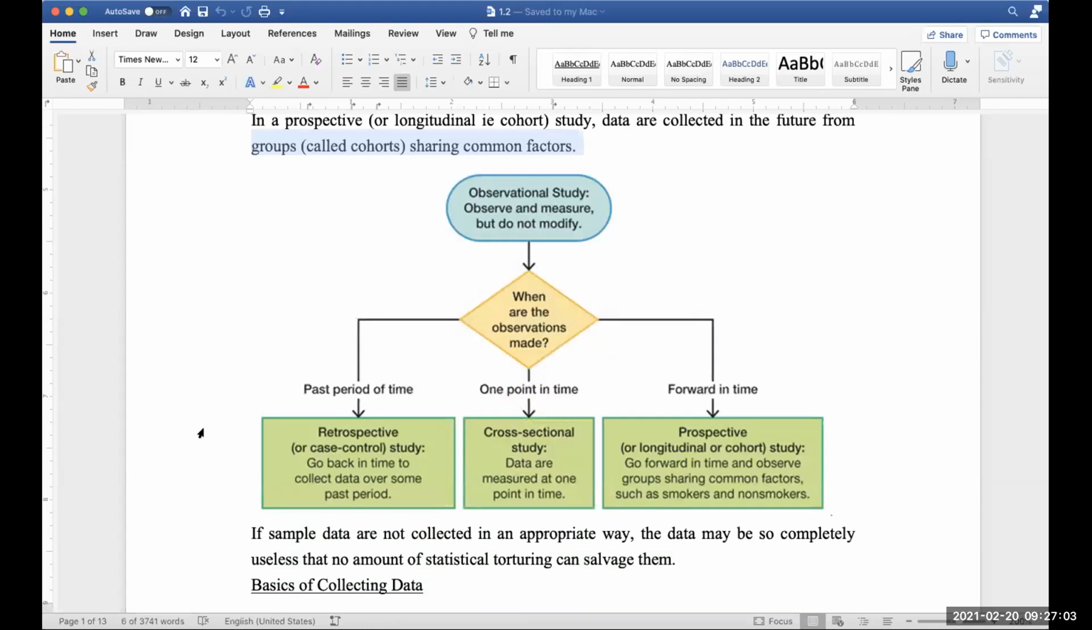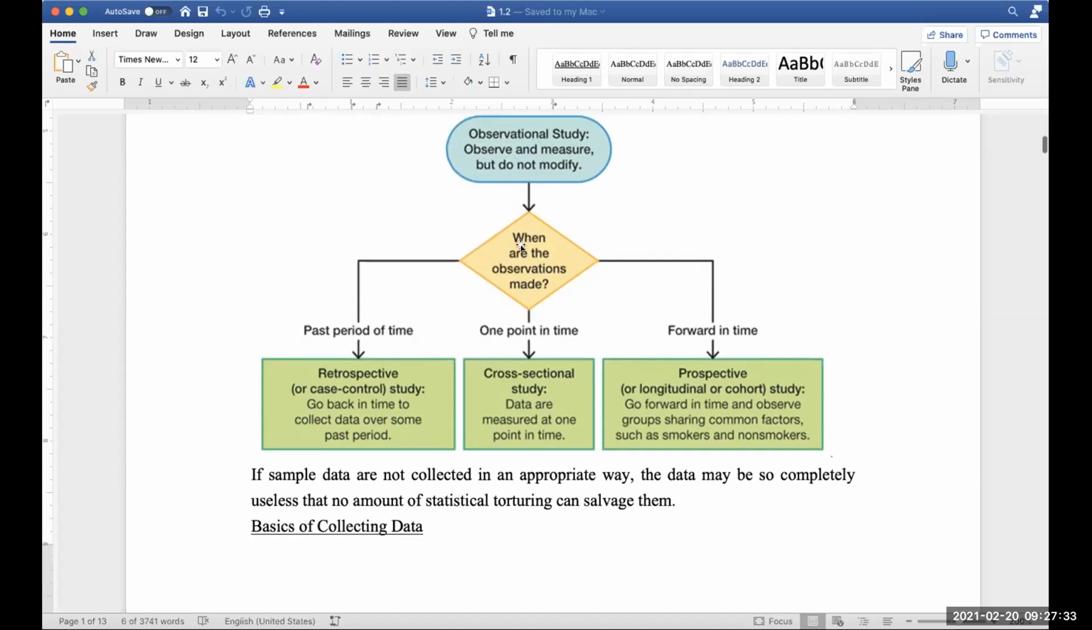So, an observational study. In an observational study, we observe and we measure, but we do not modify. We're just observing these exposures. We're observing and measuring if they get a disease or if they don't or whatever we're interested in. So let's ask the question, when are observations made? If they're made in the past, then this is a retrospective study. If they're made currently, then this is a cross-sectional study. If they are done forward in time, this is a prospective study.